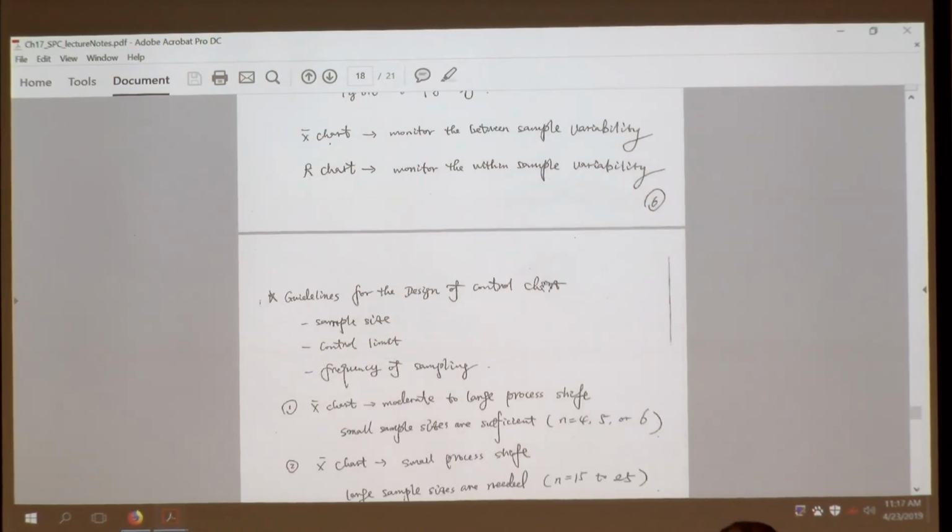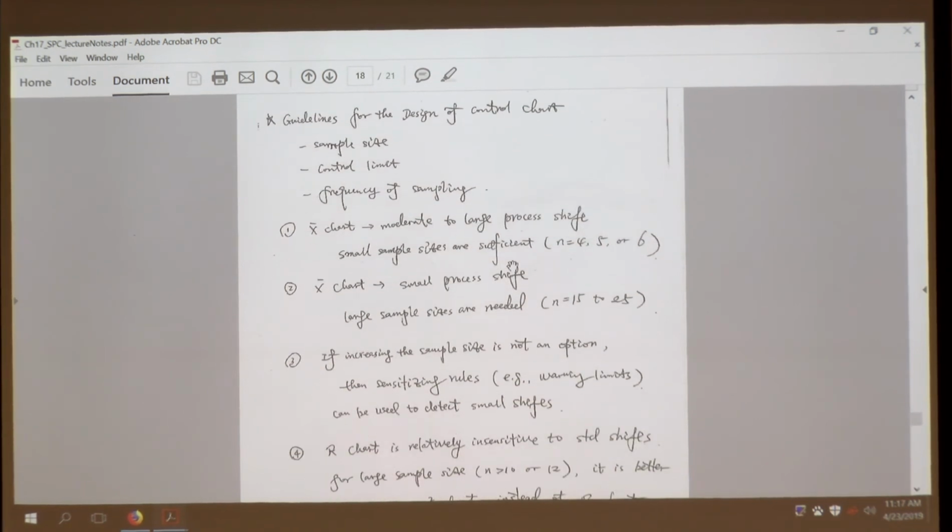Now, again, we talk about 2 charts. The X bar chart is used to monitor the between sample variability, and the R chart monitors the within sample variability. The X bar chart looks at the sample mean to the next sample mean, and you see how it varies. However, the R chart is monitoring within a sample. You have a range, and you want to see how this range varies over time. So the R chart monitors the within sample variability, and the X bar chart monitors the between sample variability.